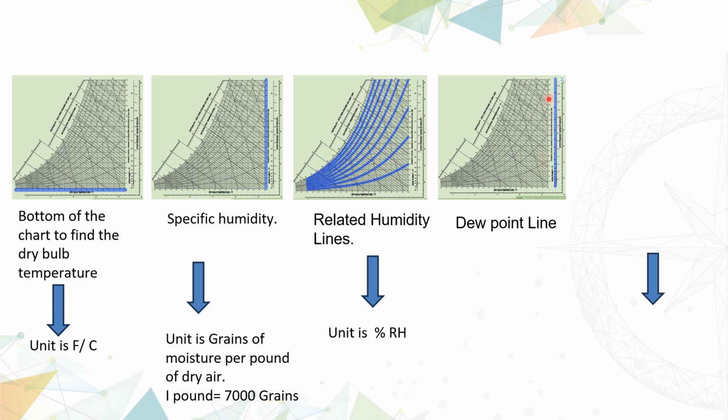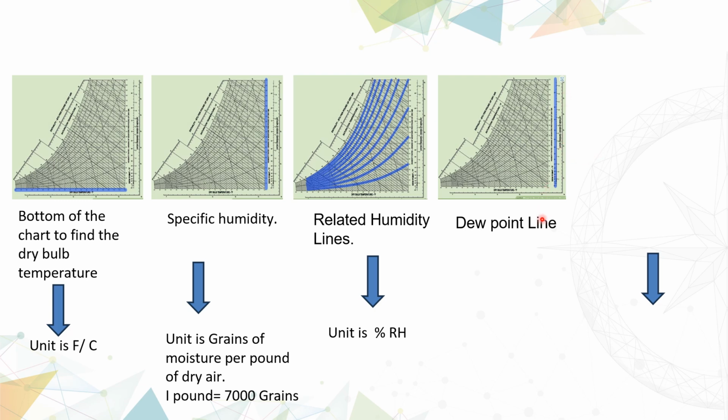Then the horizontal line corresponds to the dew point, which relates to the humidity ratio. Then what is dew point? The temperature at which air becomes fully saturated with moisture and condensation begins, assuming constant pressure and no change in the moisture content.